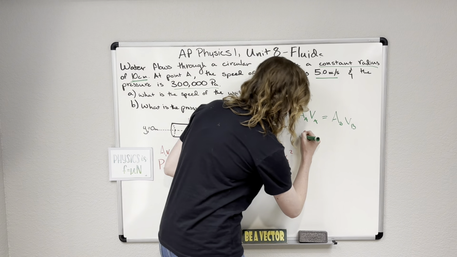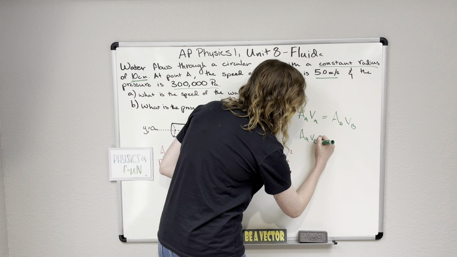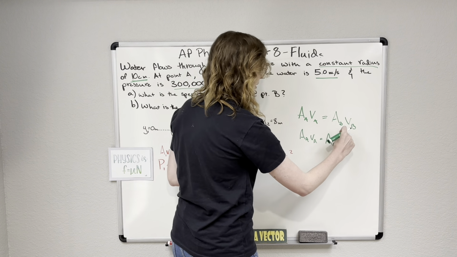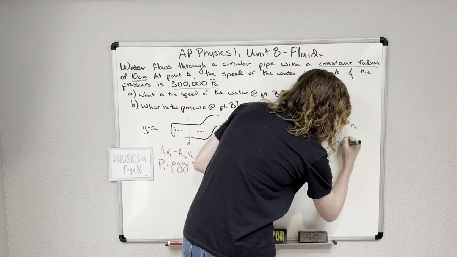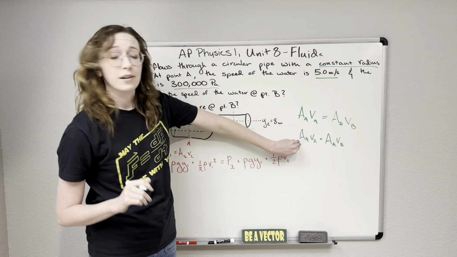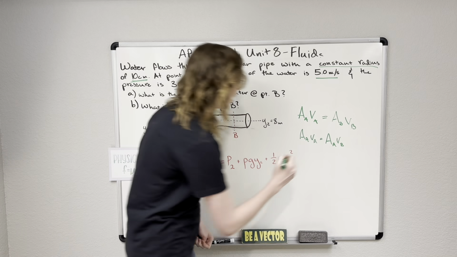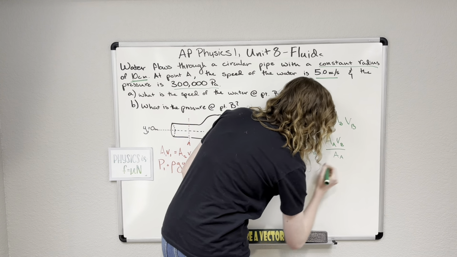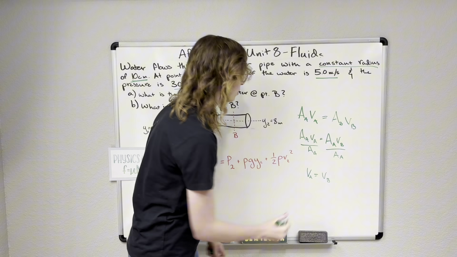So I'm just going to rewrite this as the cross-sectional area at point A times the velocity of my fluid at point A equals the cross-sectional area at point A, because these two things are the same, so I can just replace them one for the other, times the velocity at point B. Now I have the cross-sectional area of point A on both sides of my equal sign. I'm just going to divide both sides by that and cancel it out. And now we find that the velocity of our fluid at point A is equal to the velocity of our fluid at point B.